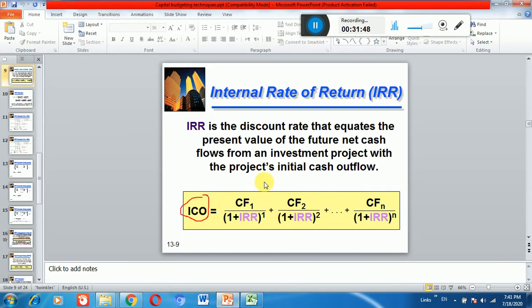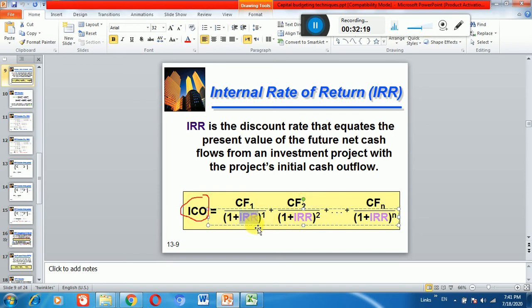This is the formula, and what is the explanation or the concept of the IRR? IRR is the discount rate that equates the present value of the future net cash flows from an investment project with the project's initial cash outflow. So dear students, what is the rate here? This IRR is actually the discount rate. I'm just explaining it. So this is the discount rate.